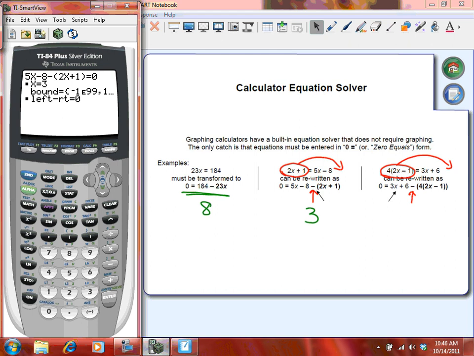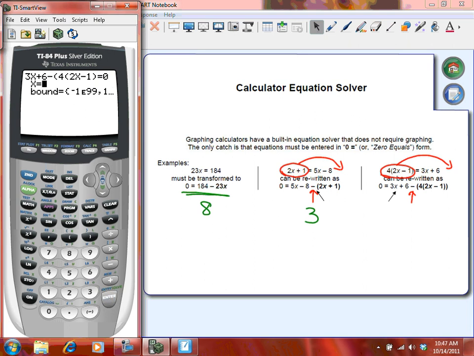Let's try the third example. Again, I want to get back to the equation solver, so I'm going to hit the up arrow key. Clear that one out. And let's type in the next one. We're going to type in 3x plus 6 minus, now make sure you have all those parentheses. So I've got a parenthesis, 4, another parenthesis, 2x minus 1, close the parenthesis. Got to have all those parentheses. Once you have it all typed in, you're going to hit Enter.